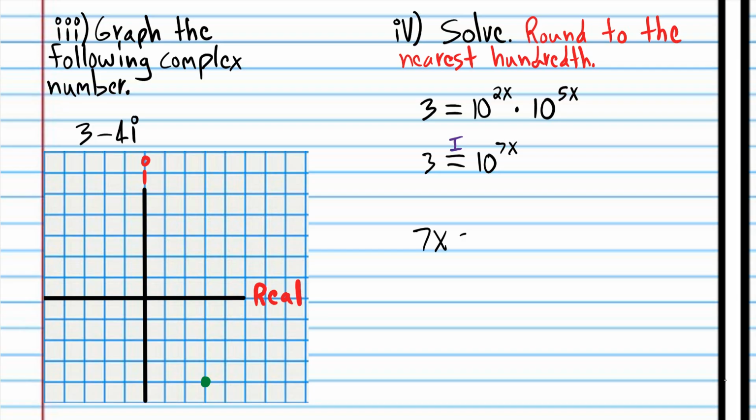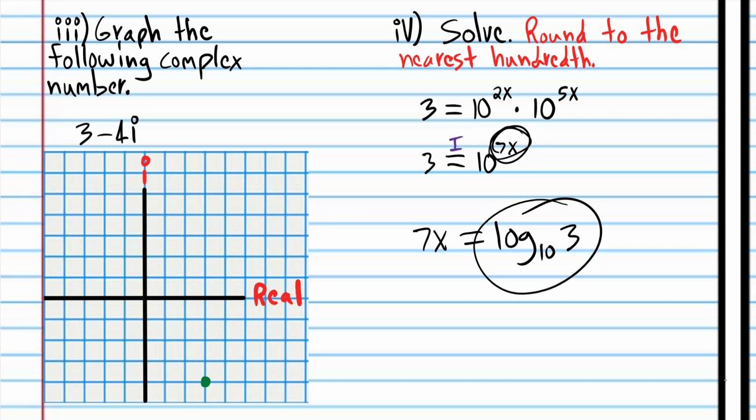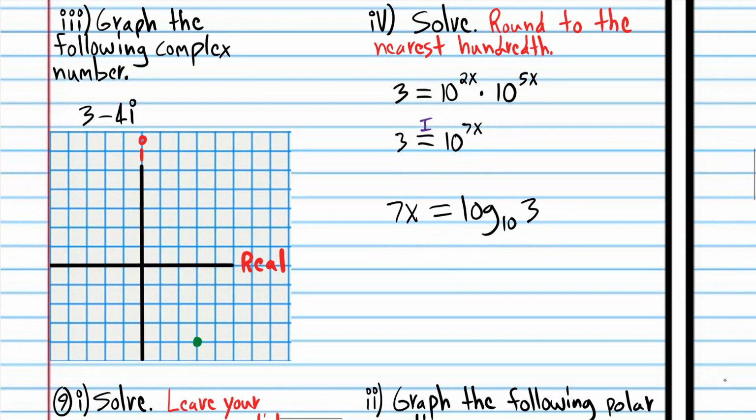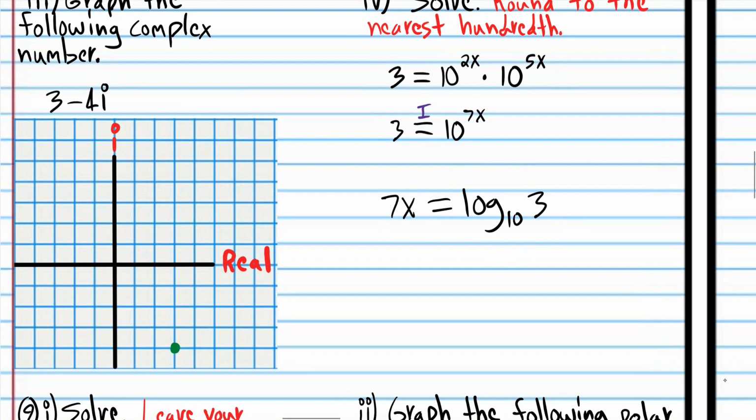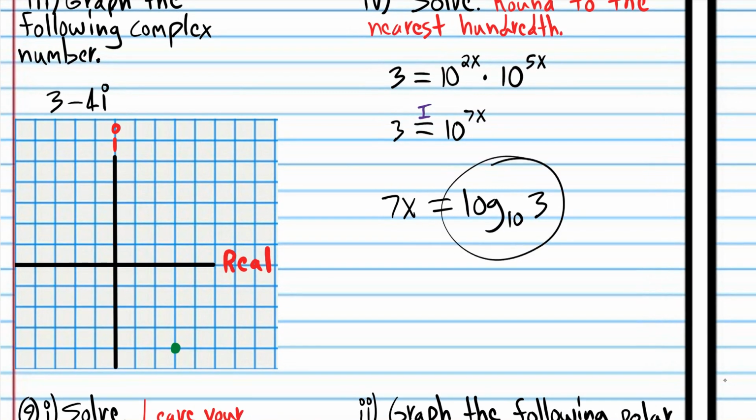So the exponent is equal to log base 10 of 3. This is just the notation that you use to find the exponent. It's not a trick. It's not anything that you need to worry about. It's just the notation that we use to tell our calculators to find that value, that exponent. That's all it is. But we don't use this notation. We use it for our calculators, but we don't use it.